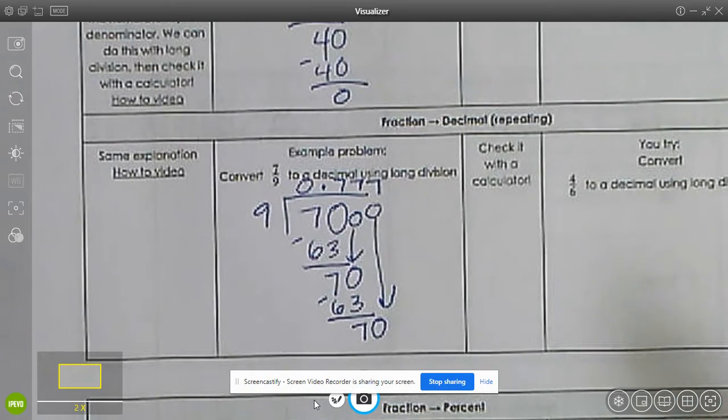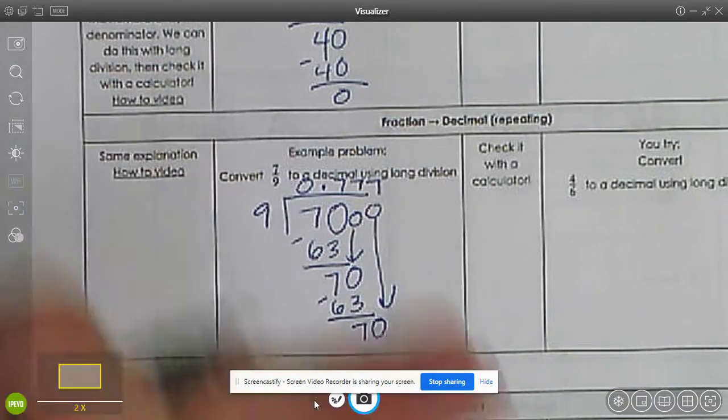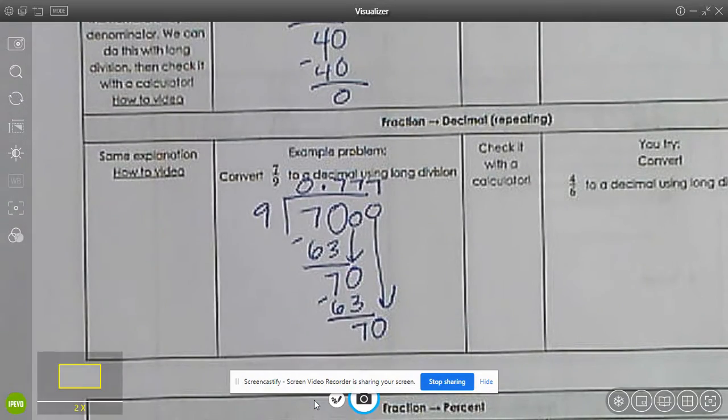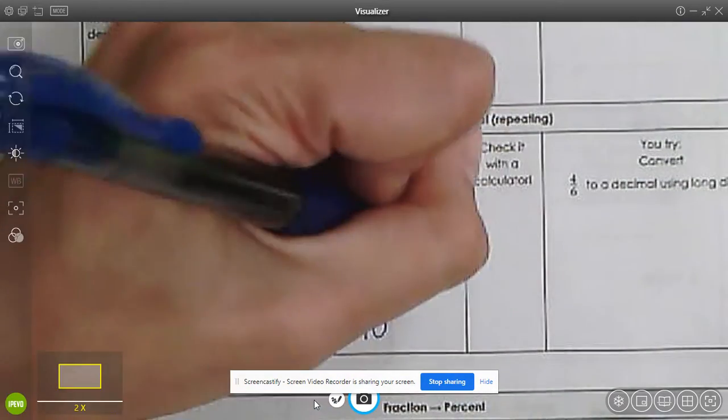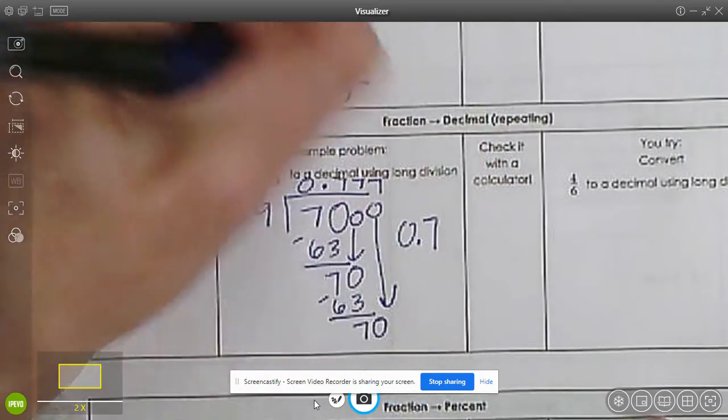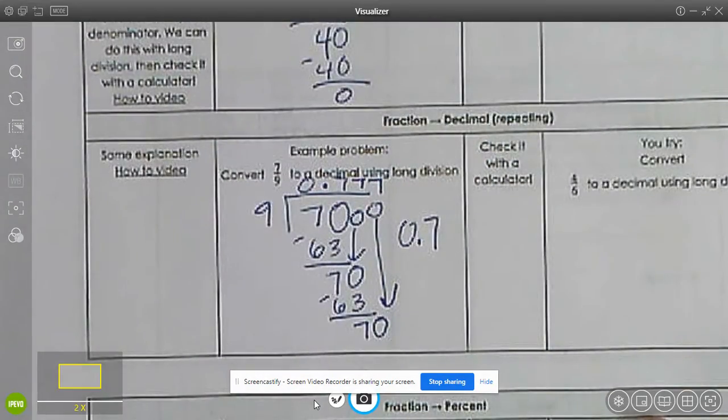Okay, so you should start to see a pattern form, and you should see that this is just going to keep happening every single time because of the way that it's set up. We'll keep getting 63, then we'll keep getting 7, and it's just going to keep going and going and going. So this is a repeating decimal. Our final answer for this one is 0.7. Since the 7 is what's being repeated over and over, the repeating bar goes above the 7.